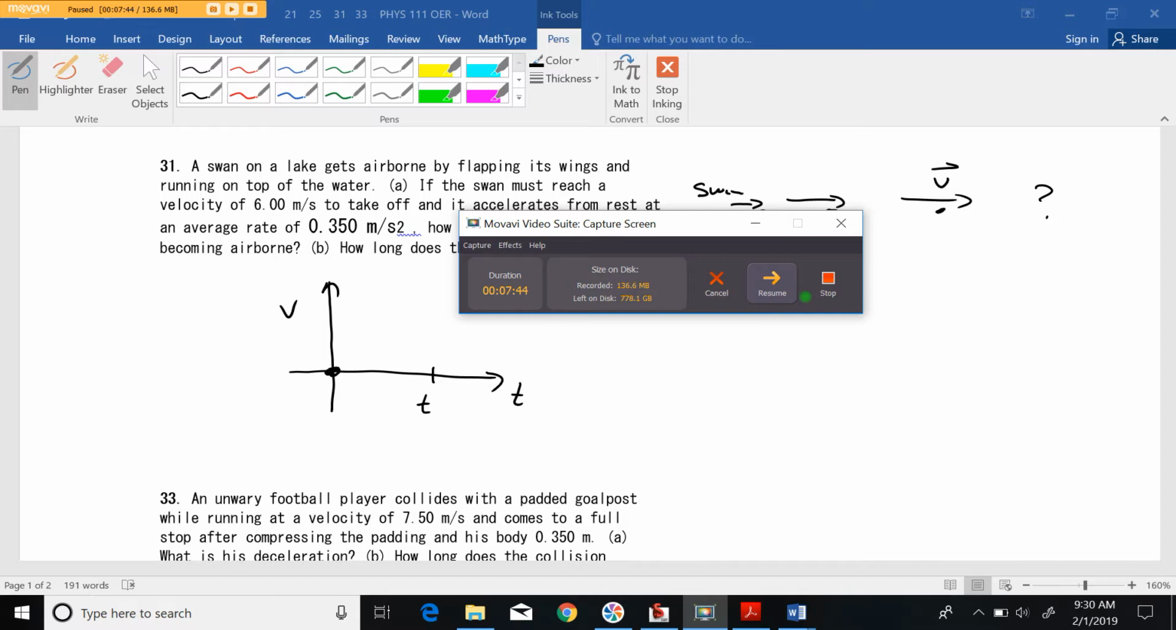Hopefully the sound still worked there. I had to pause that because I had somebody needing something. But anyway, all right. So now I kind of forgot where I was here. Swan, lake, airborne, acceleration. Okay, 6 meters per second.